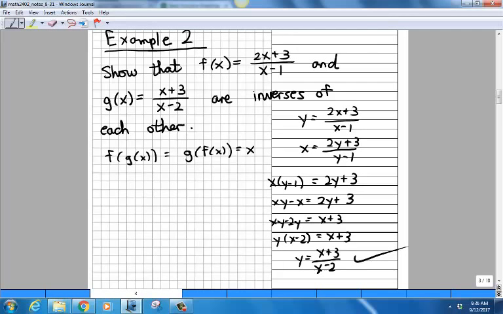Now I'm going to factor out the y. So I factor the y out of these two terms. So I have y times (x minus 2) is equal to x plus 3, and then I'll just divide both sides by x minus 2, so I'll isolate the y. So I get y is (x plus 3) over (x minus 2). Is that the formula for g? Yay! See, it is, right? Okay, so I know that those two functions are inverses of one another.